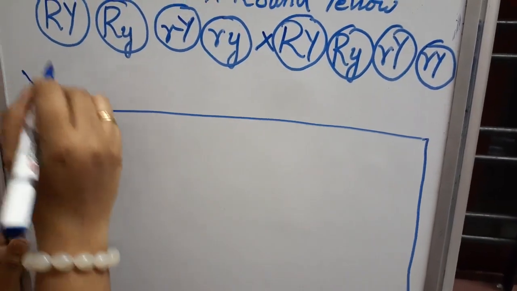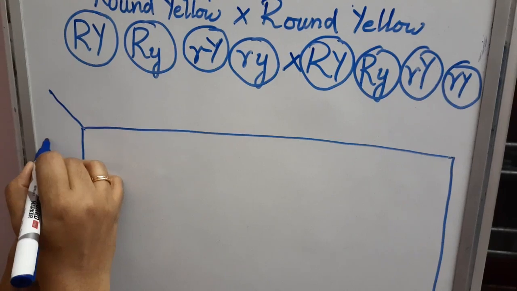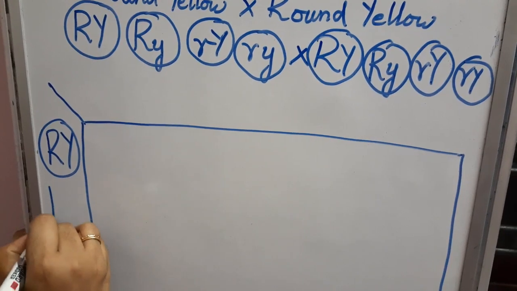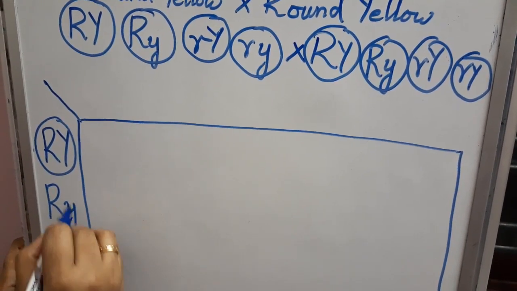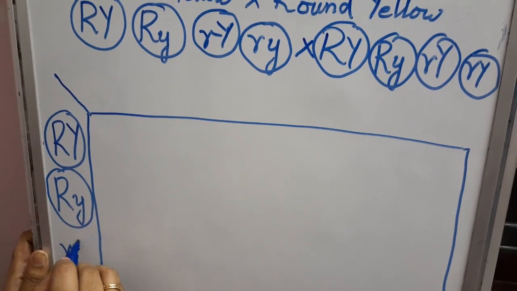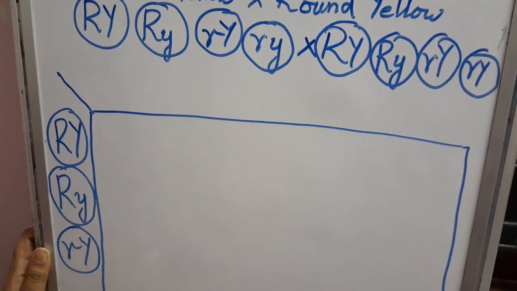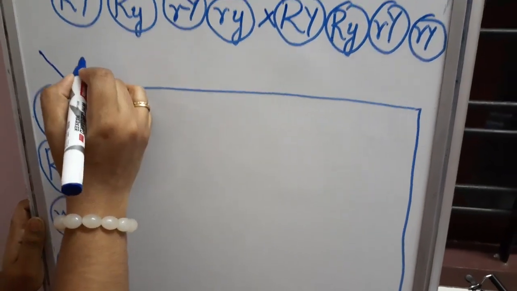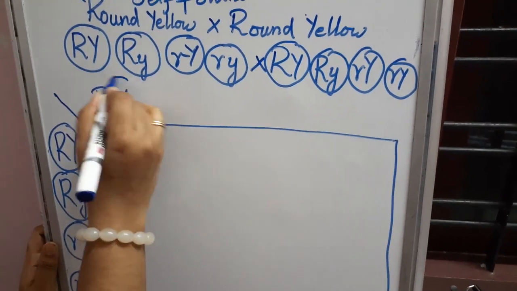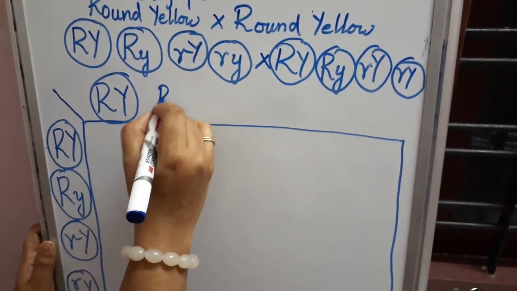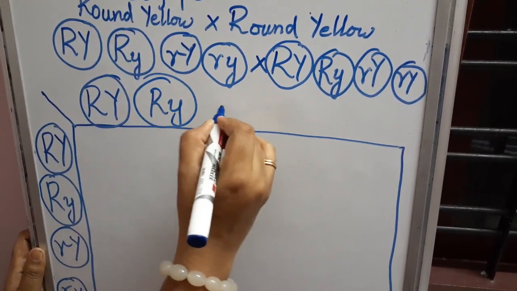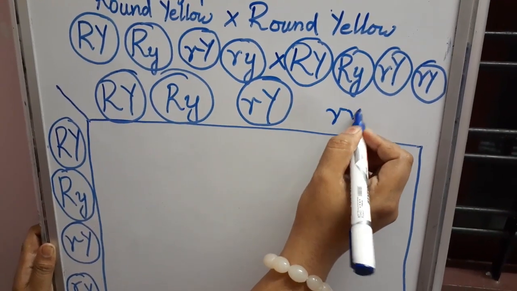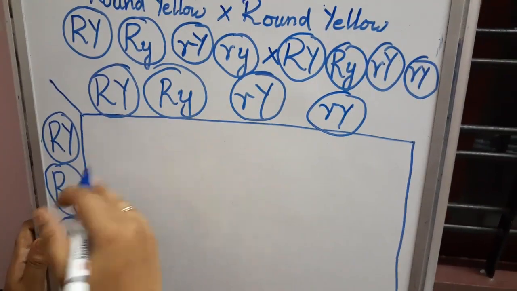So first of all, we will write this 4 on this side: capital R, capital Y. Always circle the gametes. Capital R, small y, small r, capital Y, and small r, small y. Same way, this side also you have to write: capital R, capital Y, then capital R, small y, small r, capital Y, and small r, small y. Okay, so both sides you got gametes.